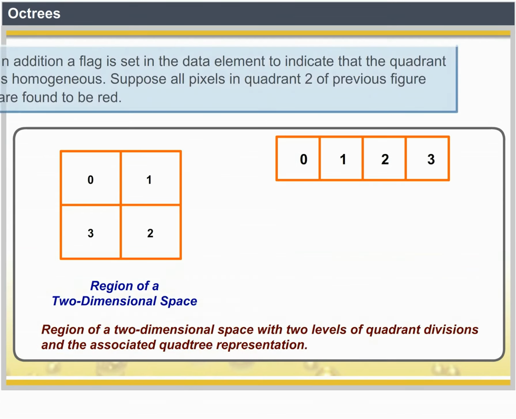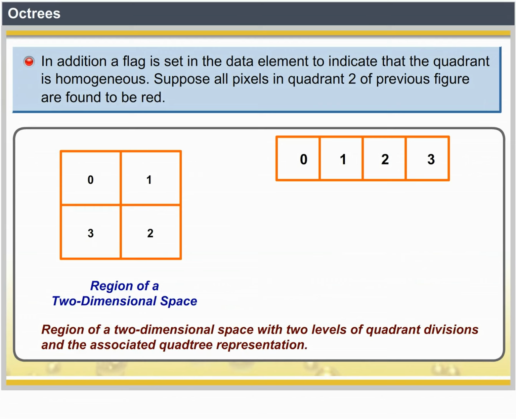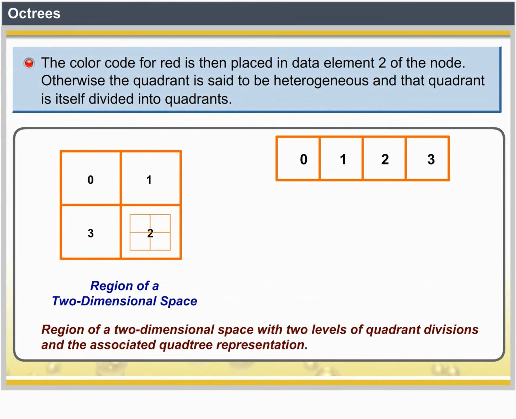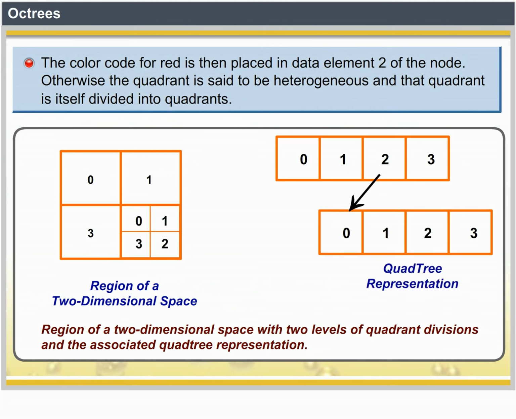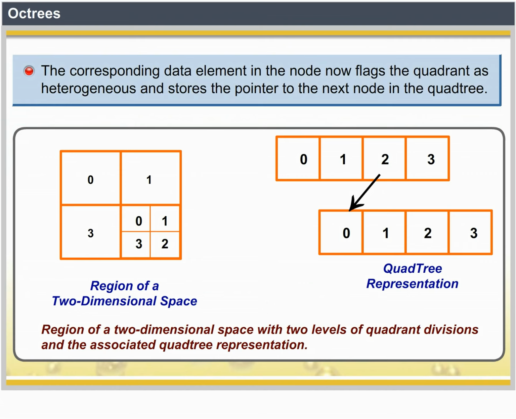In addition, a flag is set in the data element to indicate that the quadrant is homogeneous. Suppose all pixels in quadrant 2 of the previous figure are found to be red. The color code for red is then placed in data element 2 of the node. Otherwise, the quadrant is said to be heterogeneous, and that quadrant is itself divided into quadrants. The corresponding data element in the node now flags the quadrant as heterogeneous and stores the pointer to the next node in the quad tree.